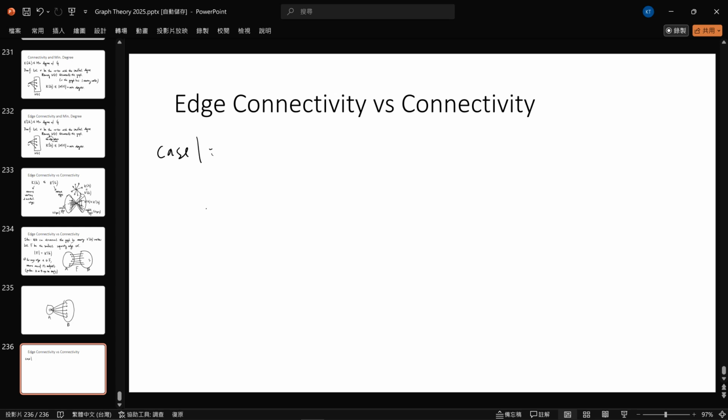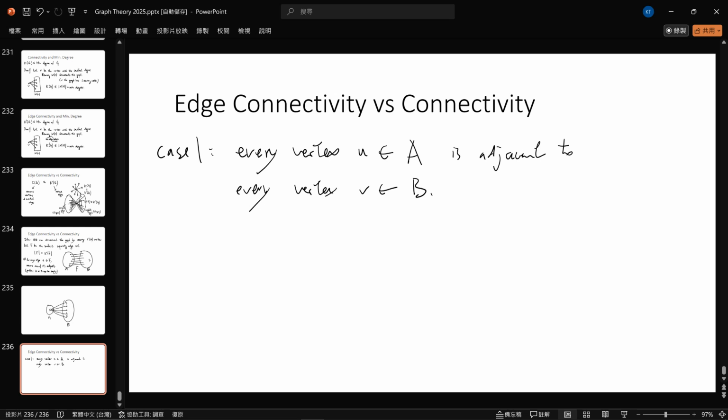The first case is when every vertex in A is adjacent to every vertex in B.